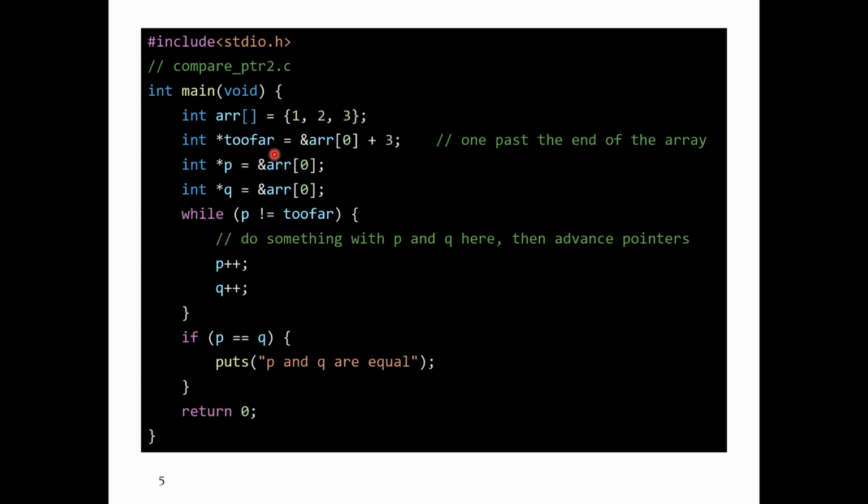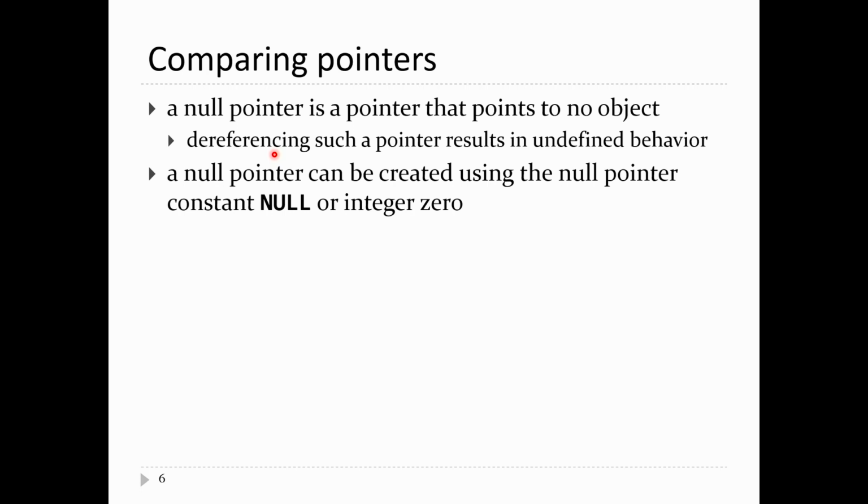Would you be able to do the address of A3 if the array is only 3 elements? Yes, you can do that, because it's guaranteed to exist. You're allowed to take the pointer to that thing there. Okay.